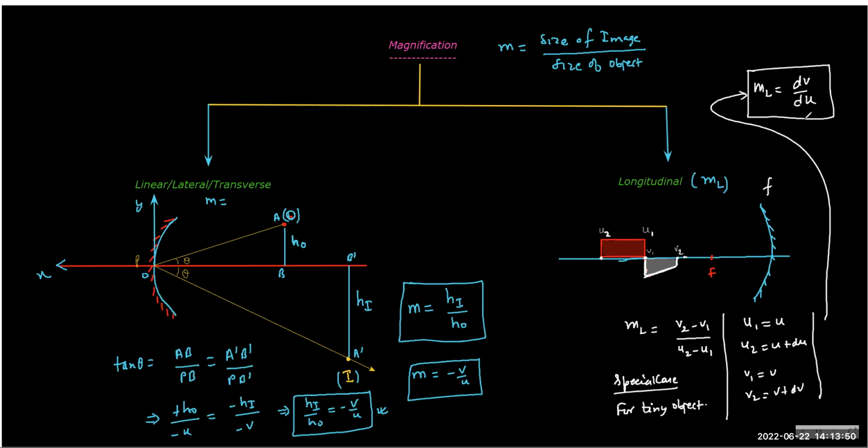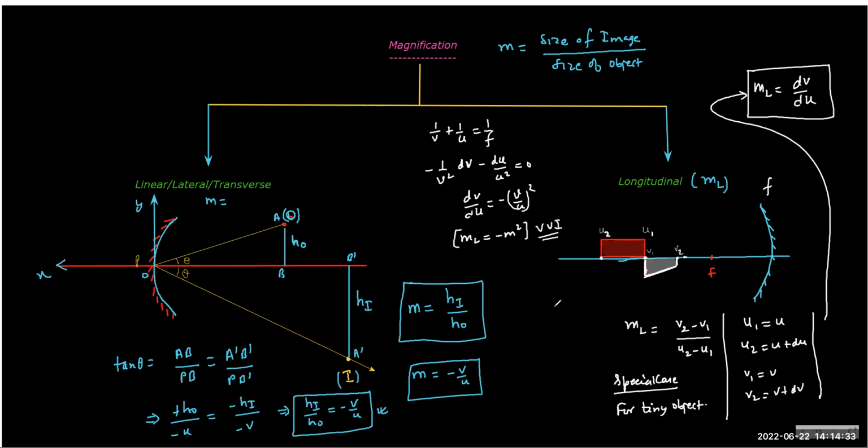And why is this formula so useful? Because we know the mirror formula, 1/V plus 1/U equals 1/F. F is a constant quantity, because for paraxial rays F is a fixed value. If you differentiate, this will be minus 1 by V square into dV minus dU by U square equals 0. The dV by dU turns out to be minus (V by U) whole square, which we can also think of as the longitudinal magnification becoming the square of the transverse or linear magnification. That's a very important relation.